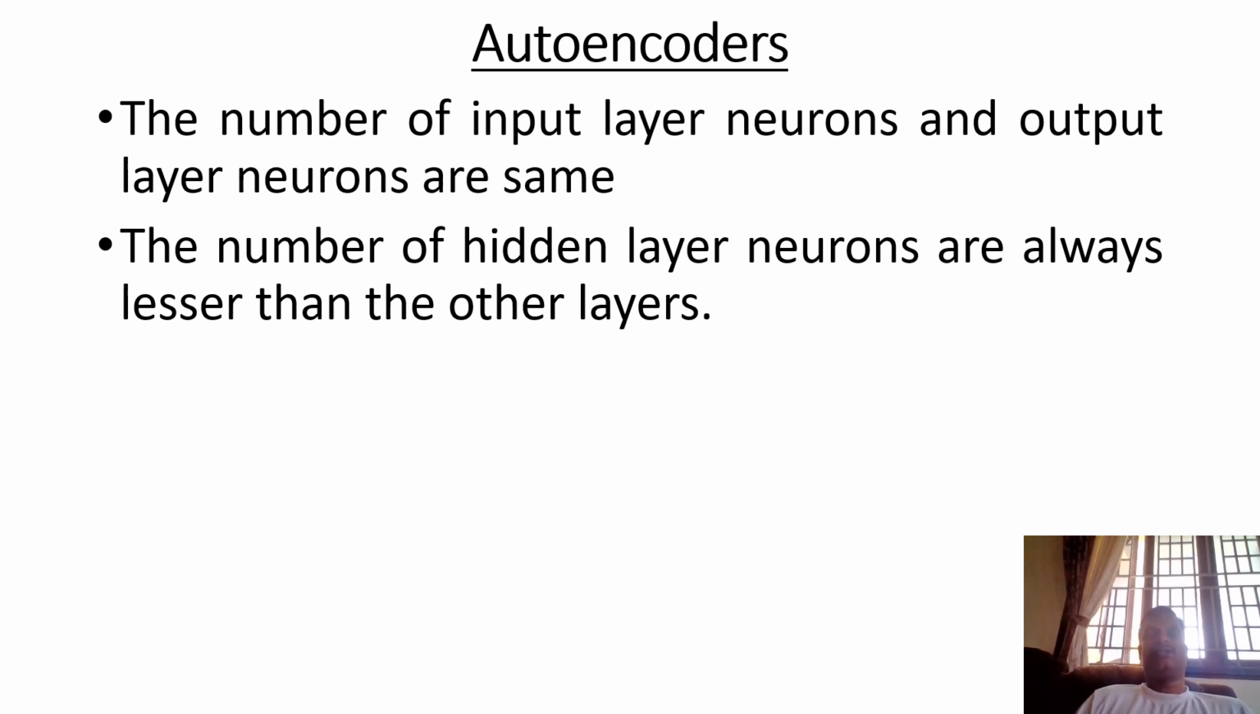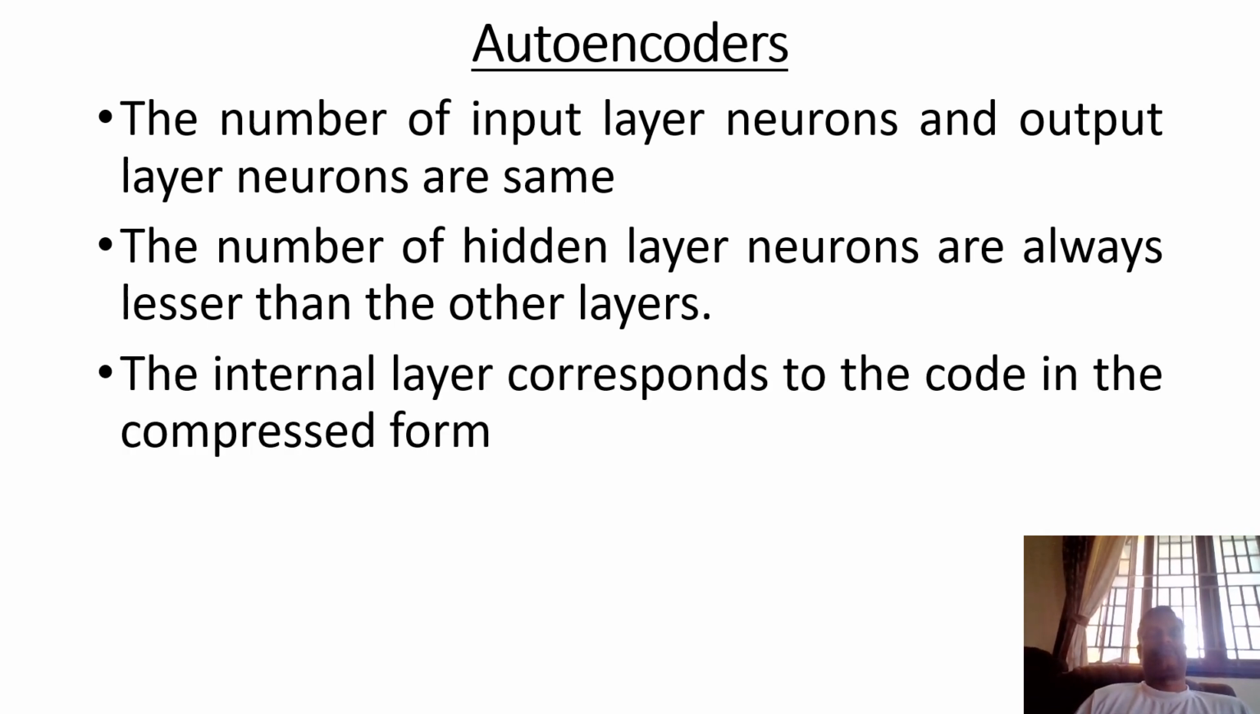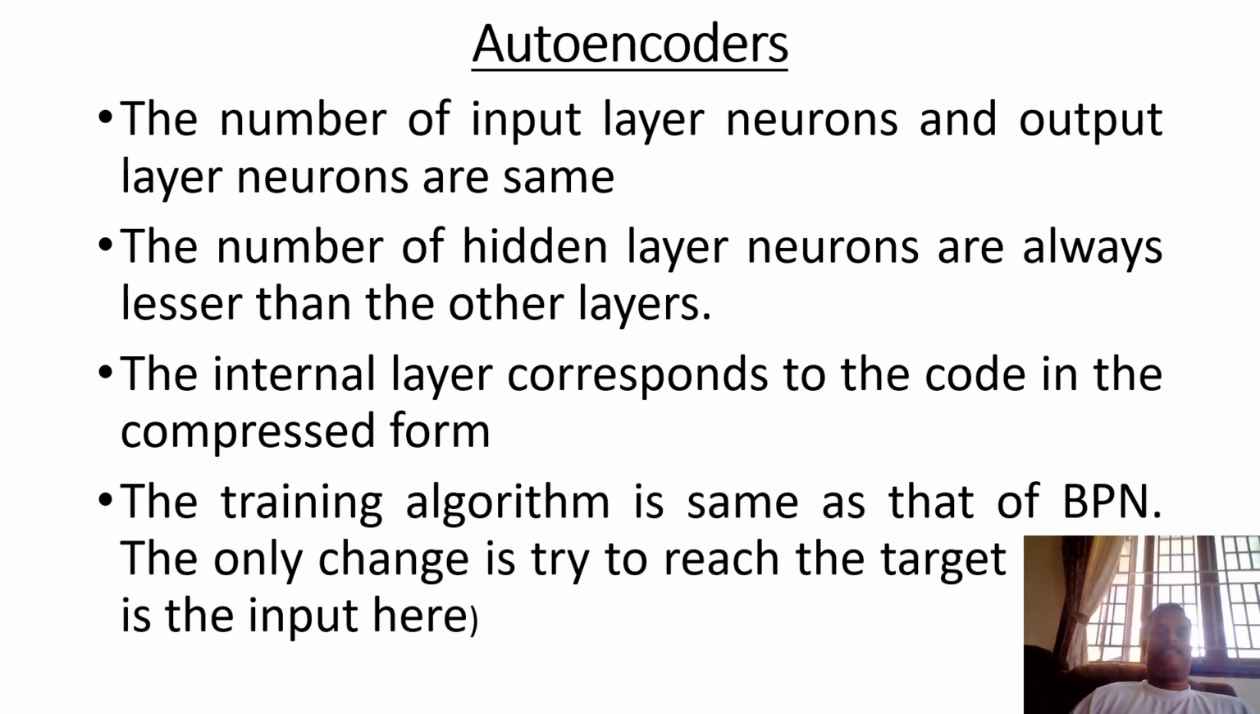So you have the original layer neurons and you also have the hidden layer neurons, but the number of hidden layer neurons is going to be very small. And this layer corresponds to the code in the compressed form. This is where we say that my output is going to be available in the reduced or compressed dimension data. The training algorithm is the same as that of BPN. So this is the architecture scenario.